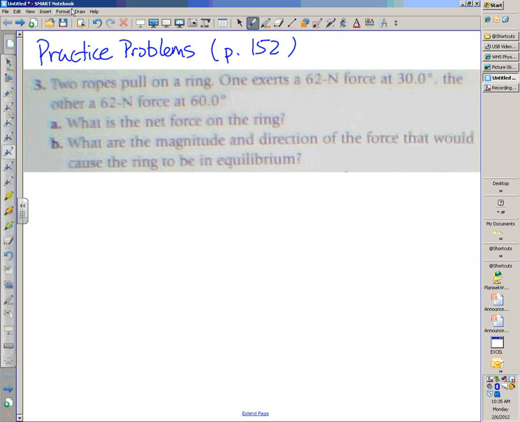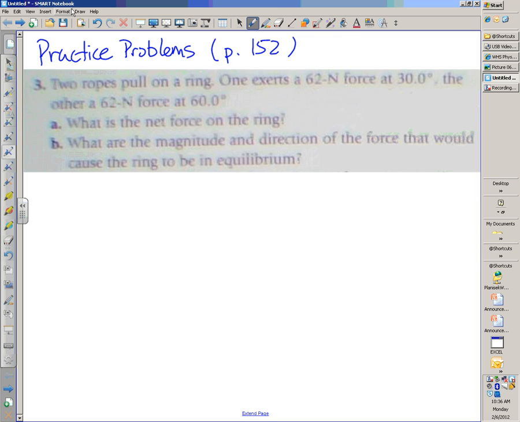This problem actually is from page 152 of your book. There's a section up at the top. It's the second part of the practice problems section. The practice problem section actually starts on the previous page, page 151, but this is at the top of page 152. It goes through both of the things that we did in class this morning, finding the resultant vector of two non-perpendicular vectors, and then also going through the equilibrium idea. So anyway, let's run through this.